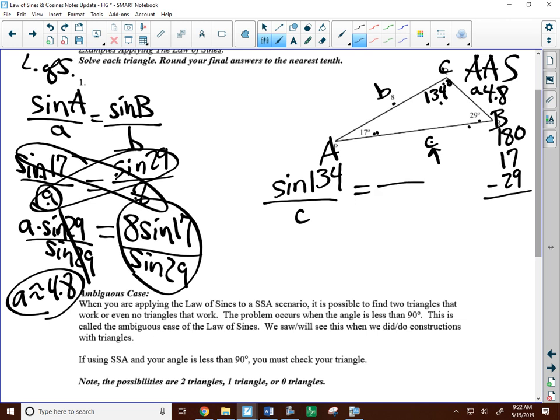And here it doesn't matter because we have 17 and 4.8, we have 29 and 8. I'm going to do the 29 because there's no decimals involved. Sine 29 over 8. So if you're following the formula, I really did sine of c over little c and sine of b over little b.